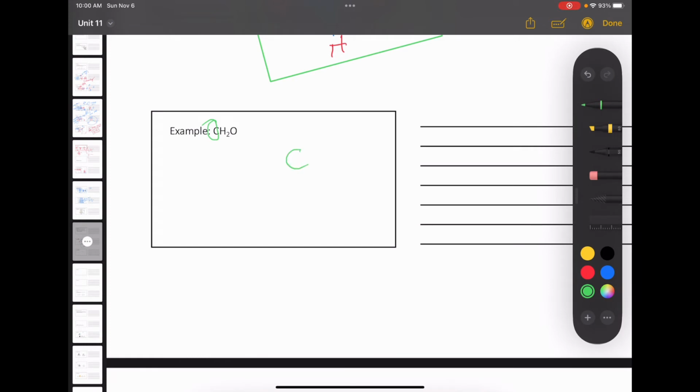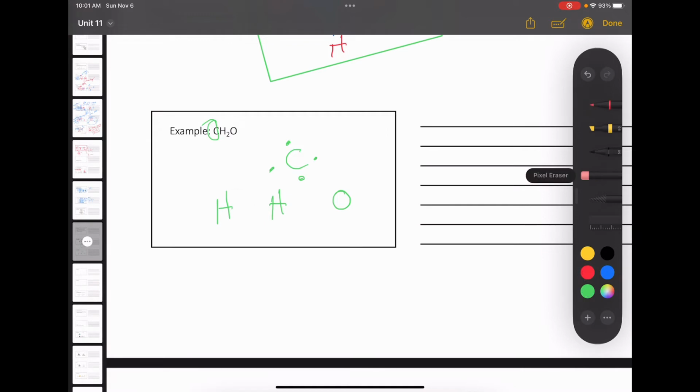How many valence electrons for the carbon? Look at the periodic table and determine how many valence electrons you have. It is part of group 4, so I have 4 valence electrons. So I'm going to have 1, 2, 3, and 4. Now I have hydrogen. I have 1 hydrogen, I have 2 hydrogens, and I have one oxygen, correct?